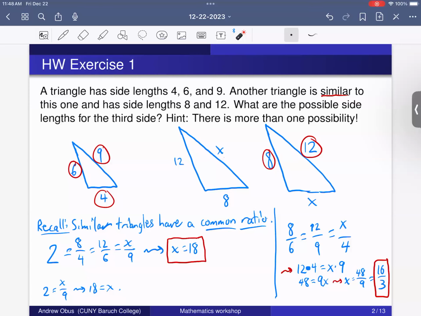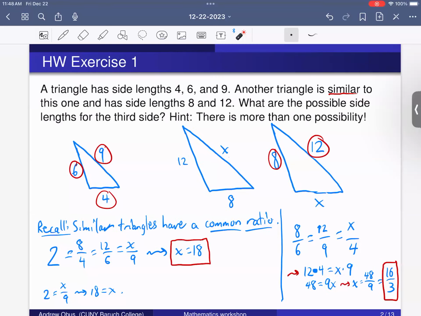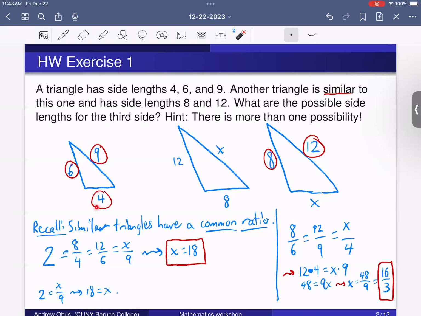Kaifala, good question. So does the Pythagorean theorem work in this case? The answer is no, because this is not a right triangle here, right? If I try a squared plus b squared equals c squared, I get 4 squared plus 6 squared. That's 16 plus 36, which is 52. But 9 squared is 81, right? So 52 is not equal to 81. So this is not a right-angled triangle, and none of these triangles are going to be right-angled. That means the Pythagorean theorem does not apply. You can't use it in this problem because the triangles don't have a right angle, and you need a right angle to be able to use Pythagoras' theorem.